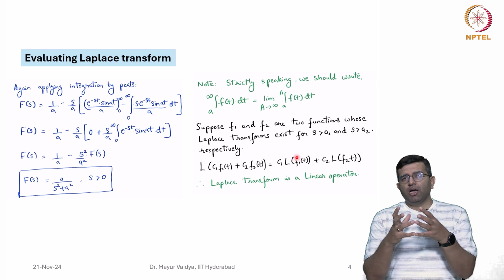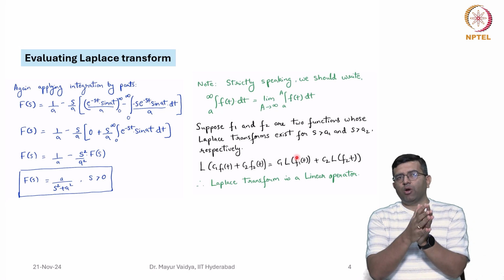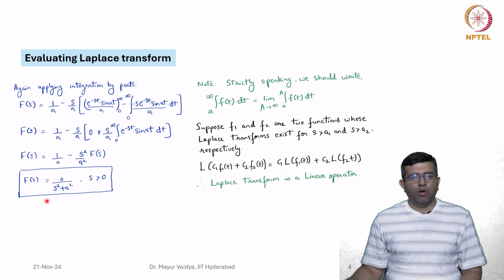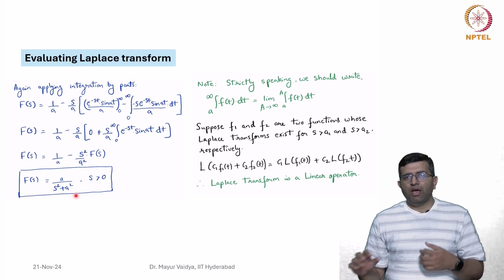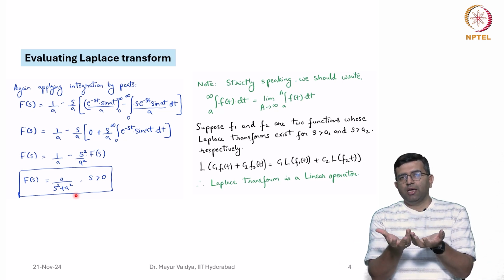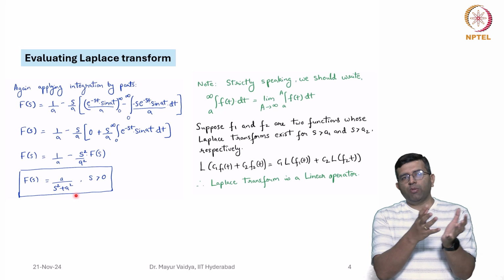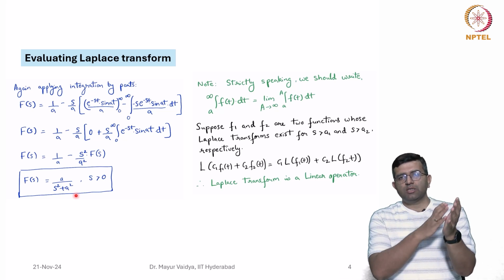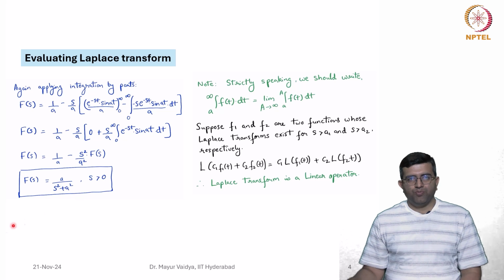So essentially, let's say we evaluated the Laplace transform of sin at, it comes out as a by s square plus a square. Now if I have to evaluate the Laplace transform of, let's say, 2 sin at, that means it becomes 2a by s square plus a square. So the constants can simply come out.